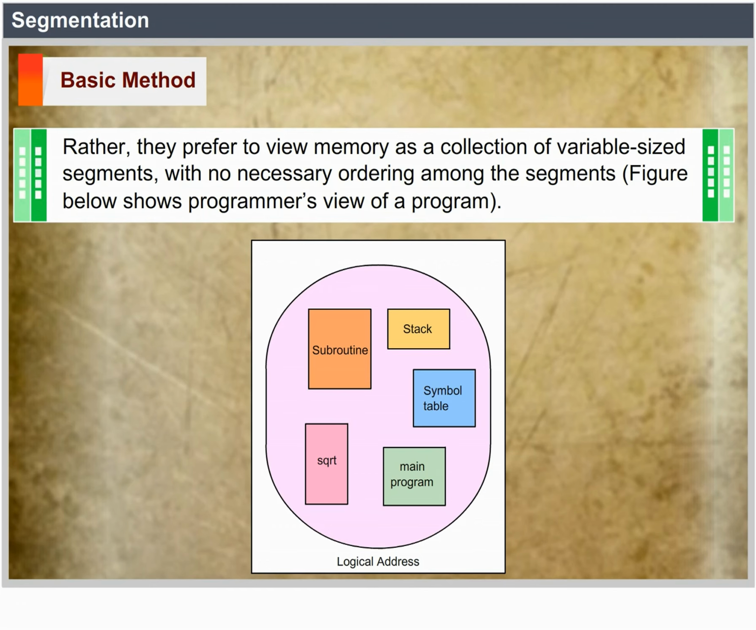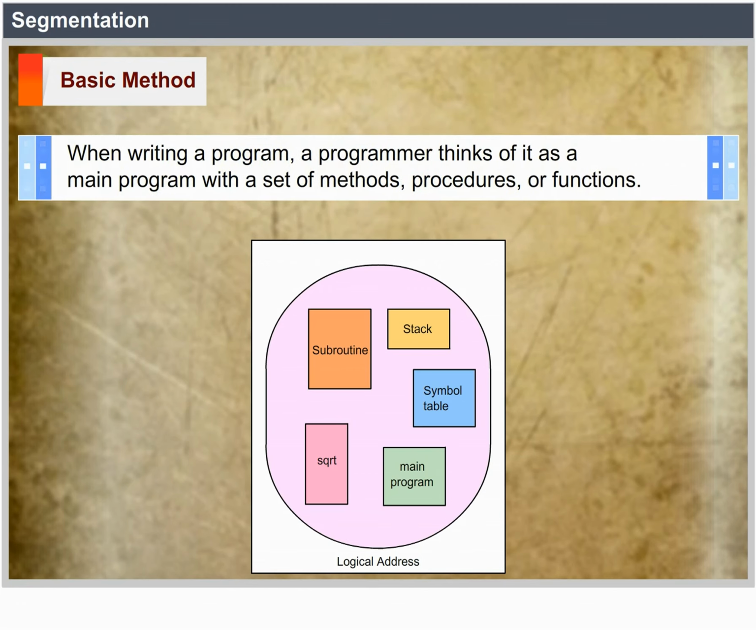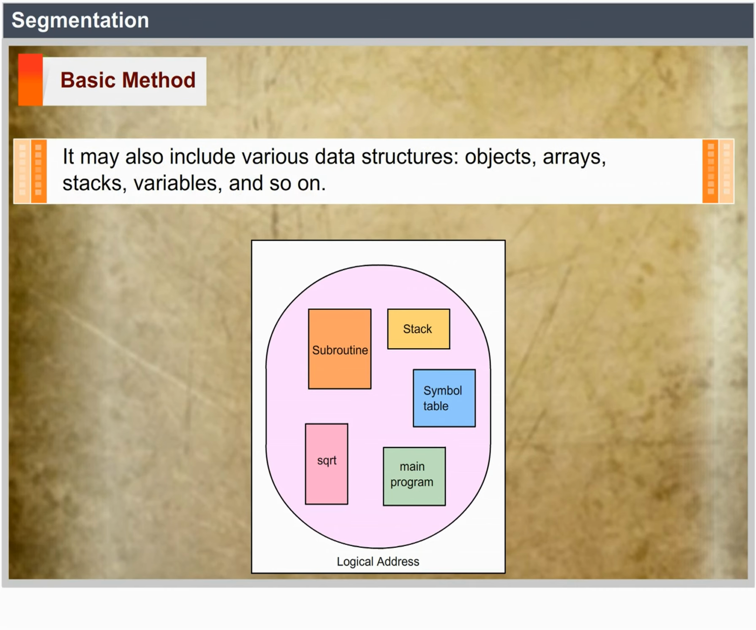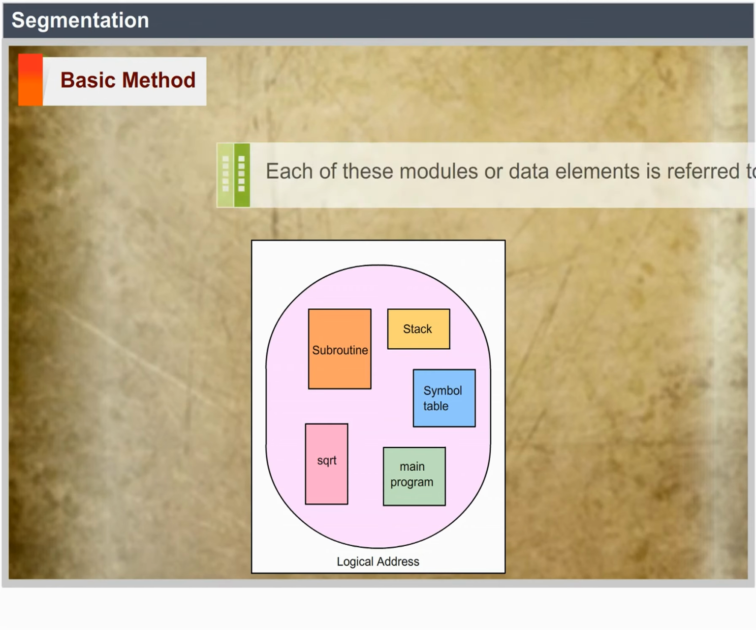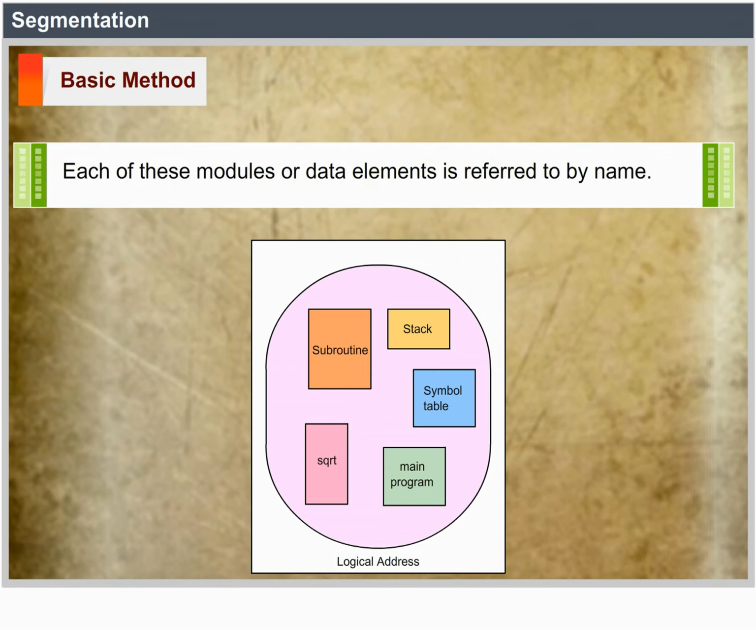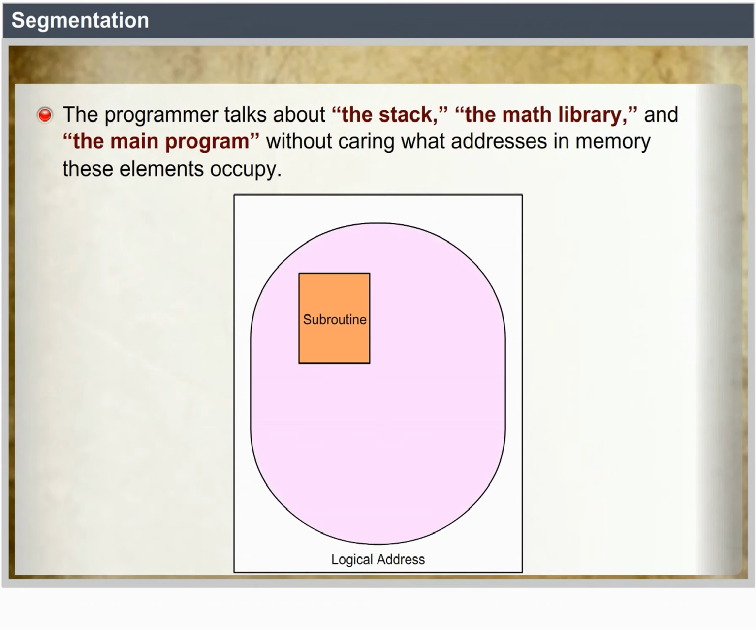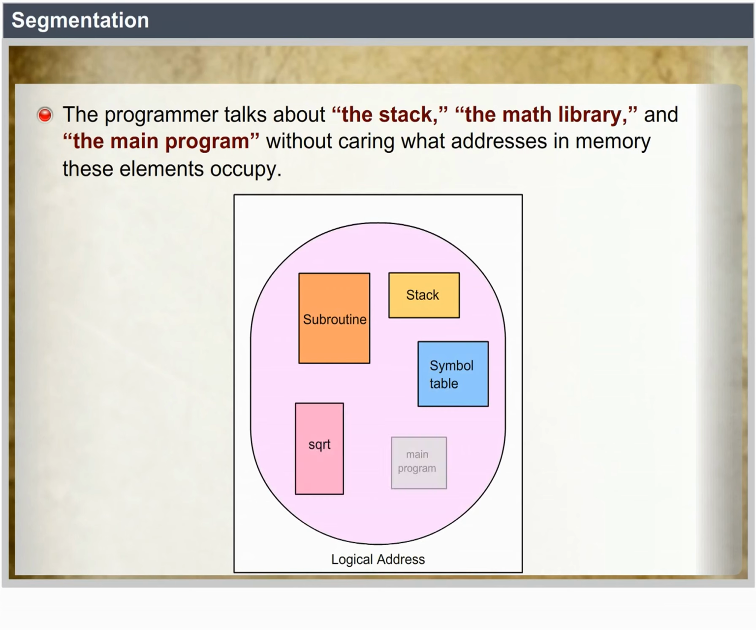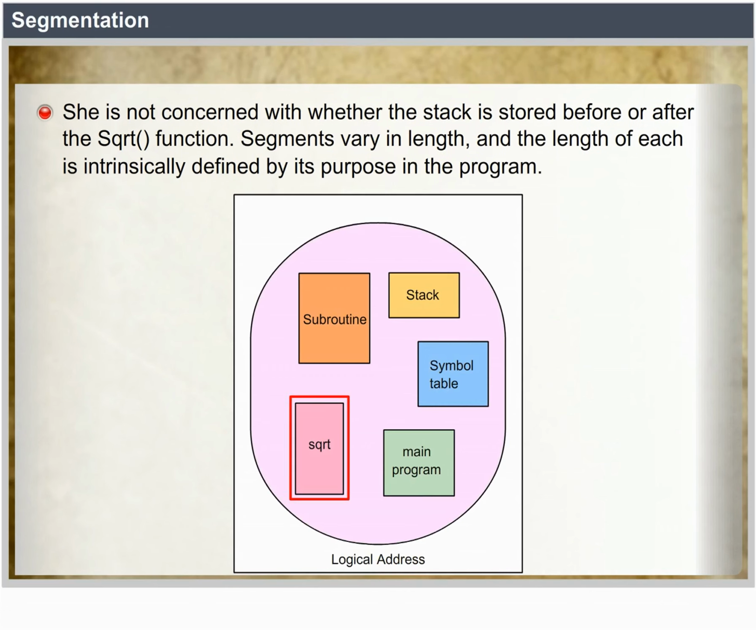When writing a program, a programmer thinks of it as a main program with a set of methods, procedures, or functions. It may also include various data structures, objects, arrays, stacks, variables, and so on. Each of these modules or data elements is referred to by name. The programmer talks about the stack, the math library, and the main program without caring what addresses in memory these elements occupy. She is not concerned with whether the stack is stored before or after the sqrt function.